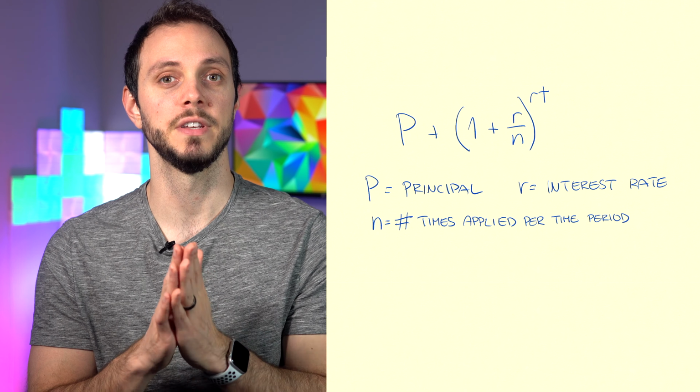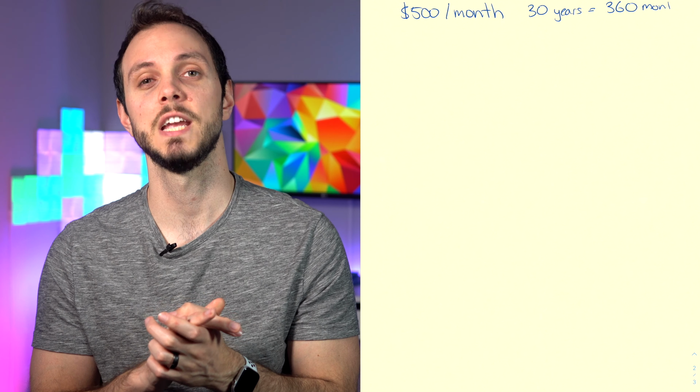Okay nerd, so why should I care about compound interest? Well, here's another example. Let's say you diligently save $500 a month, and you do so for 30 years. By the end of those 30 years, you'll have saved $180,000. For the sake of this example, we won't take into account inflation or anything, just the math behind compound interest.